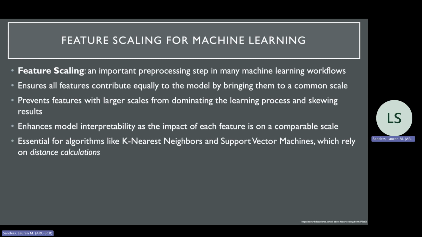One of the reasons that we might want to perform feature scaling is that in larger or complex data sets, like biological data, RNA sequencing, there are features on much larger scales than other features. And so this prevents those larger values from dominating the machine learning process and skewing the results. This also improves our model interpretability because the impact of each feature is on a comparable scale. So we can directly compare each feature to each other. In many cases, this will be essential for distance-based algorithms like k-nearest neighbors or support vector machines.